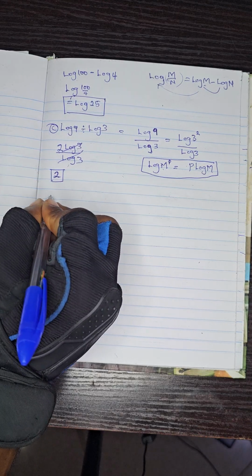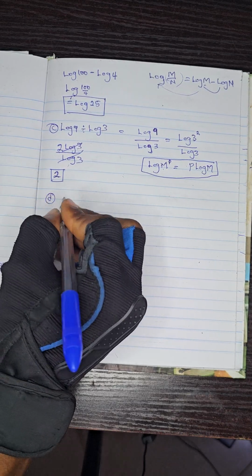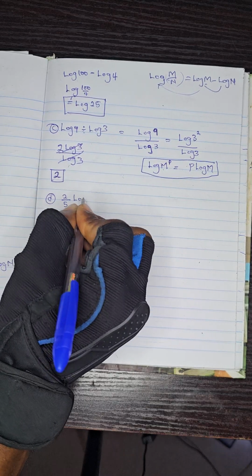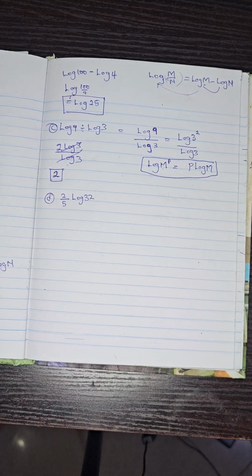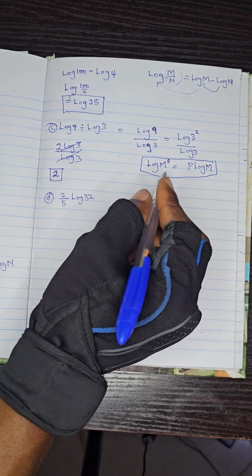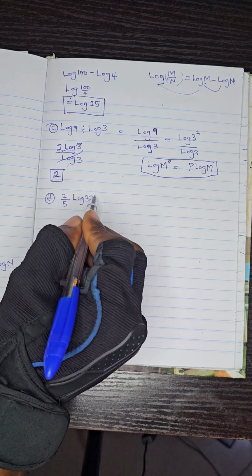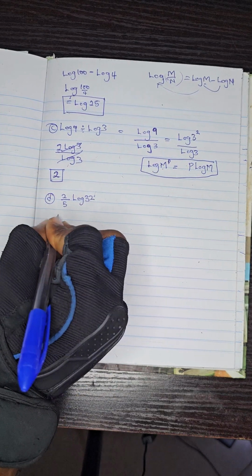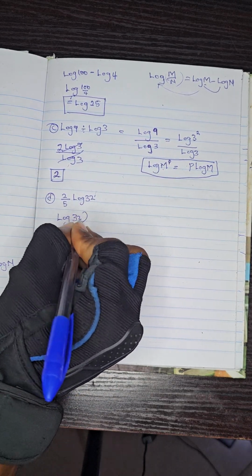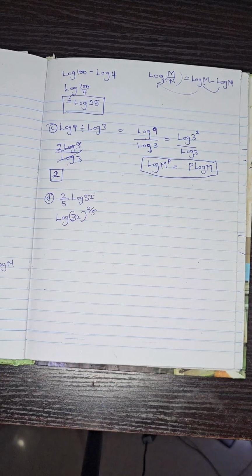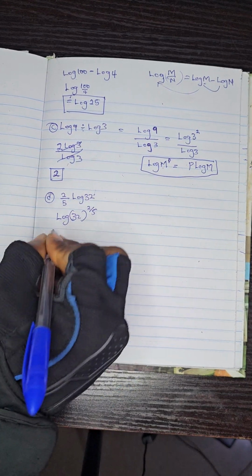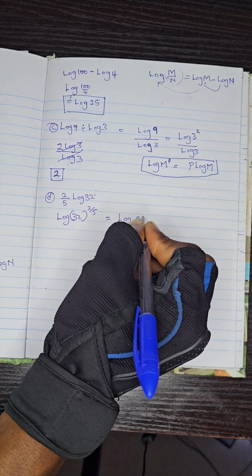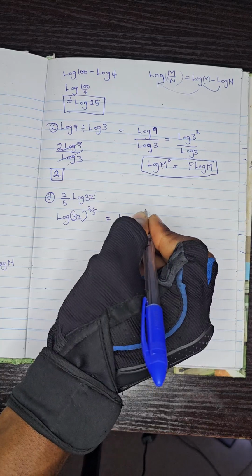So the final question is d, which says 2 over 5 log 32. Also, using this law, I can carry this and bring it here. Now it is in this form. I want to take it back to this form. So I'll have log of 32 all raised to power 2 over 5. And we all know that 32 is the same thing as 2 raised to power 5, all raised to power 2 over 5.